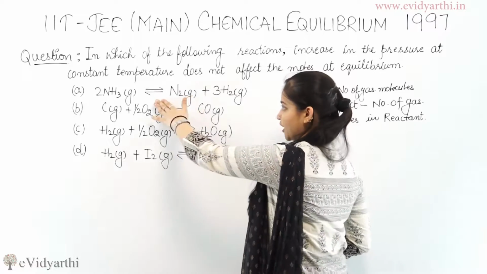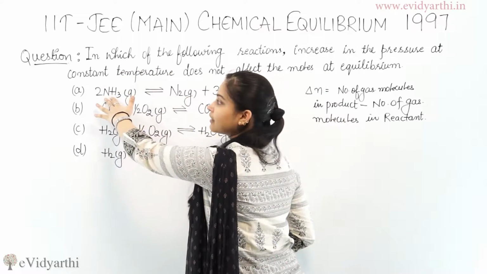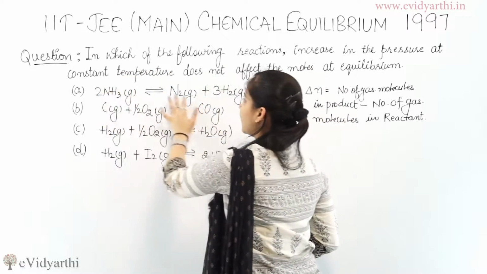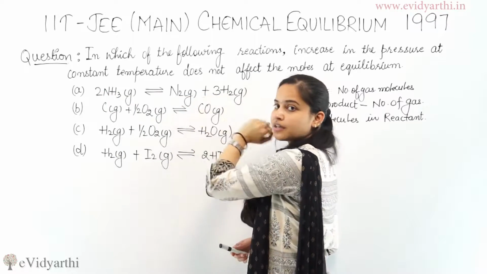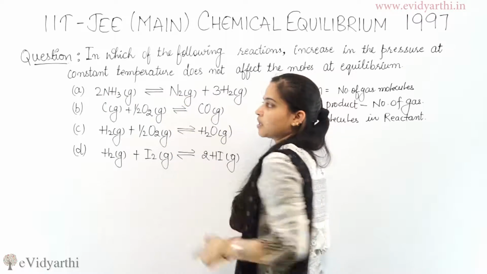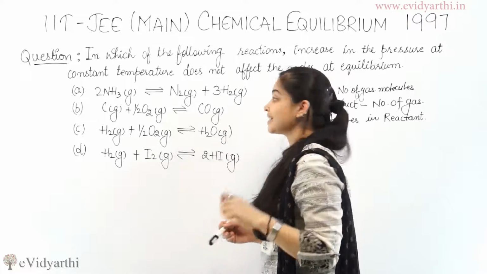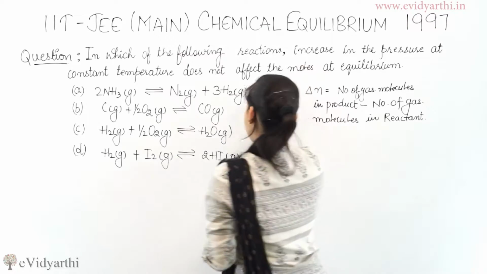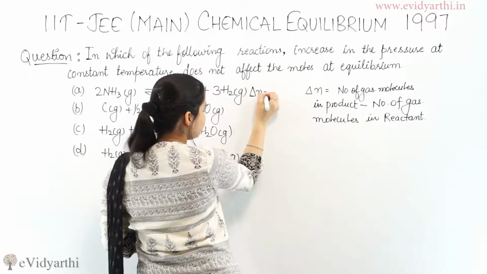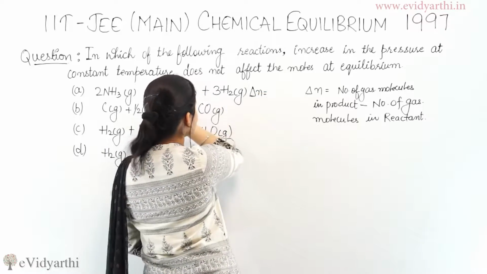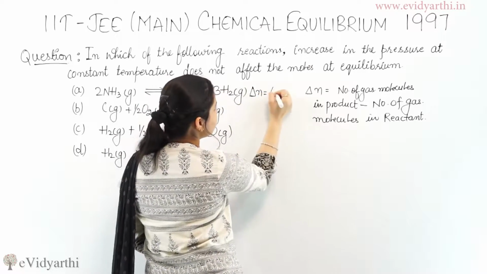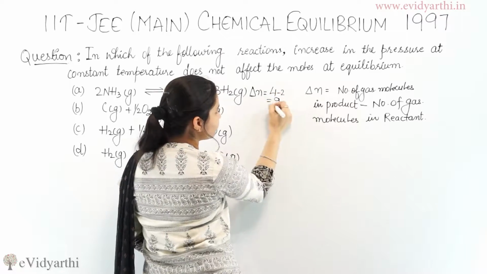See, in the first equation, number of gaseous moles in the reactant side is 2 and number of gaseous moles in the product side is 3 plus 1, which is equals to 4. So delta N in the first case becomes equals to how much? 3 plus 1, 4. 4 minus 2 is equals to 2. Okay?